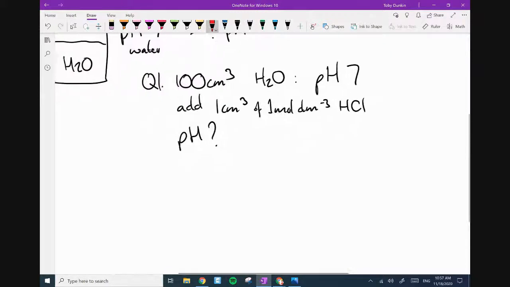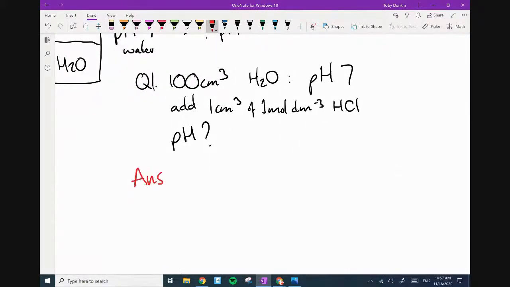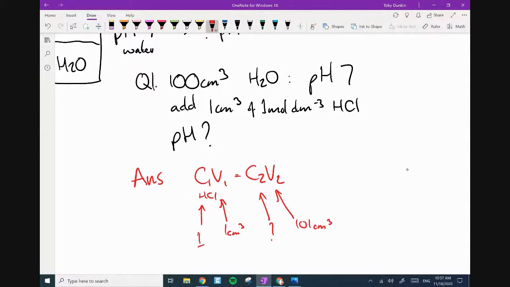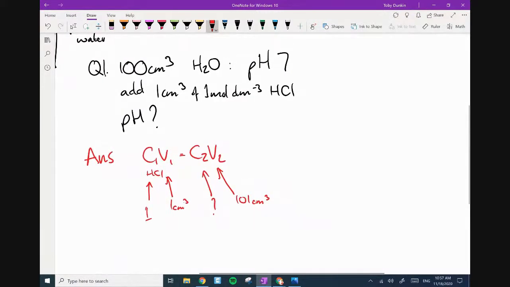So the answer. It's a dilution. We're adding pure water to a small amount of HCl. So this is C1V1 equals C2V2. Our original concentration of the HCl was 1. The original volume was 1 centimeter cubed. My new concentration is the question mark, but my new total volume is going to be 101 centimeters cubed. So rearrange: C1V1 divided by V2 is going to give me C2.